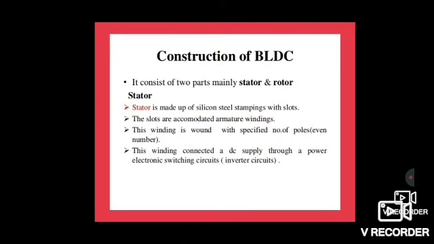It consists of two parts, mainly stator and rotor. First, we will see about the stator. The stator is made up of silicon steel stampings with slots. The slots accommodate armature windings. This winding is wound with a specified number of poles, that is an even number of poles. This winding is connected to a DC supply through a power electronic switching circuit, that is the inverter circuit.